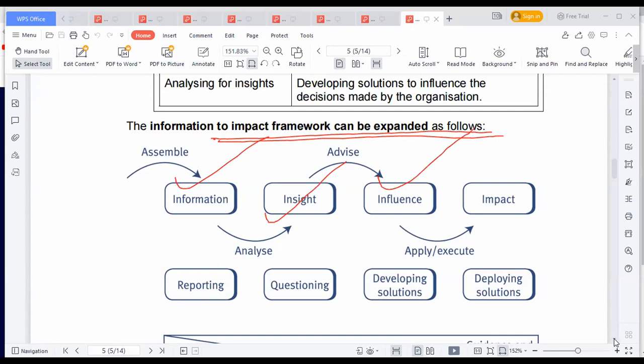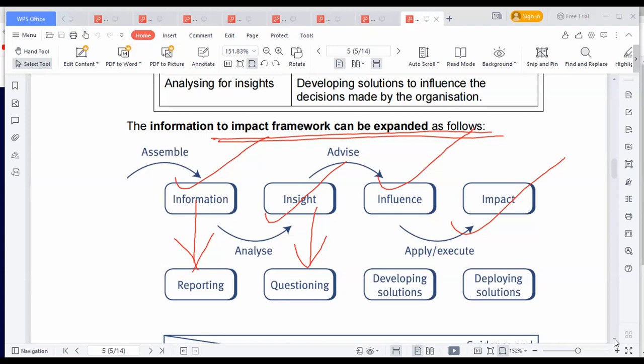Each stage is associated with what will be happening. When you are assembling information, you are getting and reporting information. At analysis to insight, you will be questioning. You question information: what information should be included, what should be excluded, what should be deleted, and so forth, right?